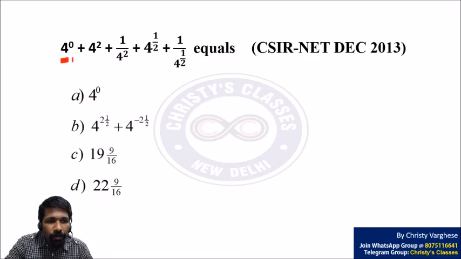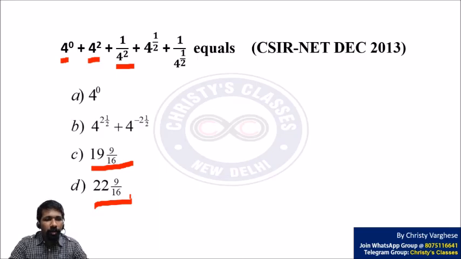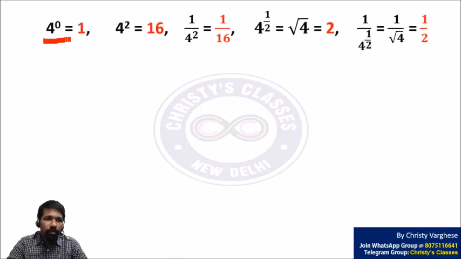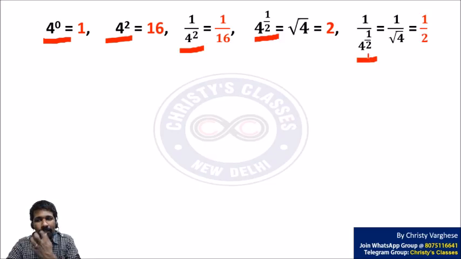Here, these values you have to find and add up. And most of the options are in mixed fraction form. So you may have to convert the final expression to a mixed fraction. So I will show you. 4 raised to 0, 4 raised to 2, 1 by 4 squared, 4 raised to half, 1 by 4 raised to half. These are the values given in the expression.